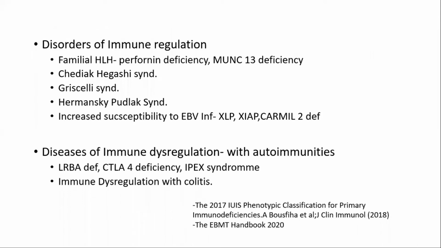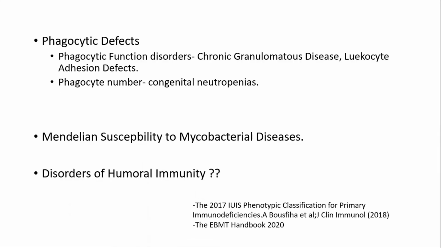Disorders of immune dysregulation like familial HLH, Chediak-Higashi, Griscelli's, or increased susceptibility to EBV like XLP, etc., or immune dysregulation syndromes which come with autoimmunities like LRBA, CTLA4. These are mostly CVIDs which we see in older children and adults, and any immune dysregulation like severe IBD which is not responding to conventional therapy, etc., can be offered transplant.